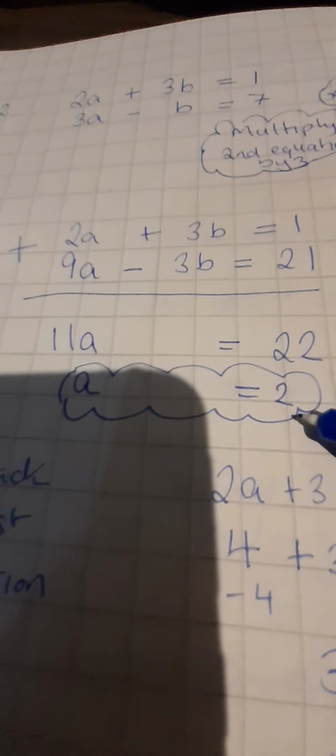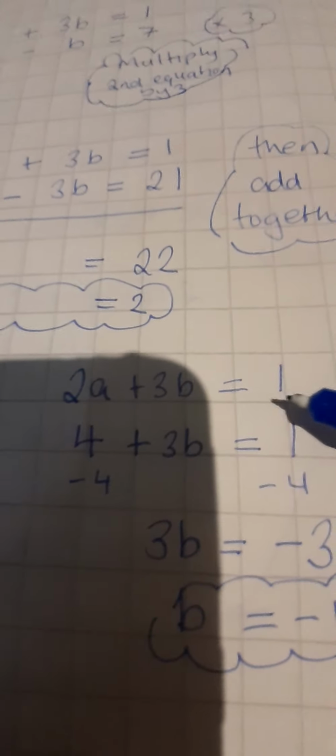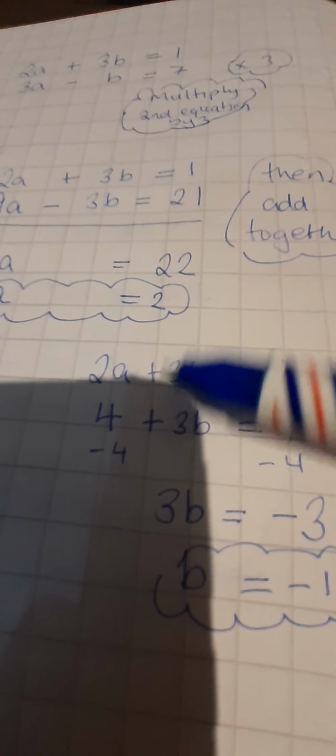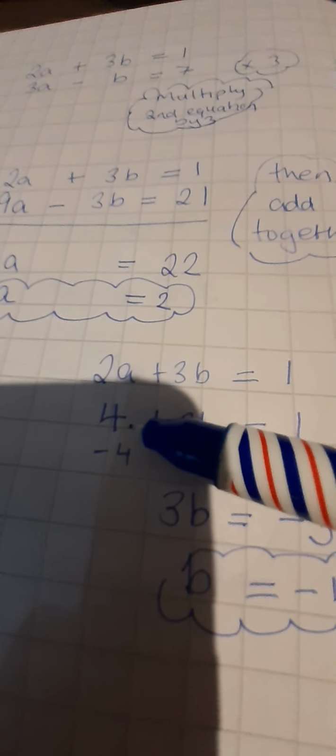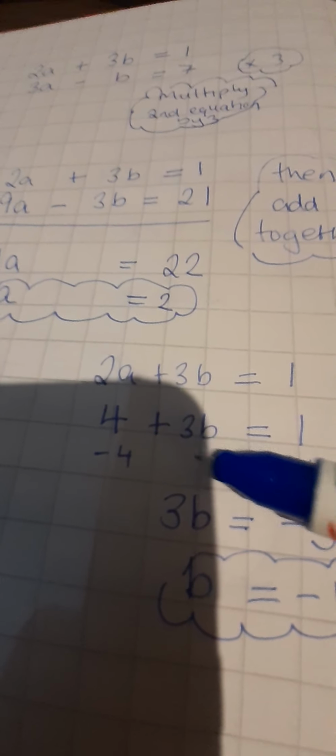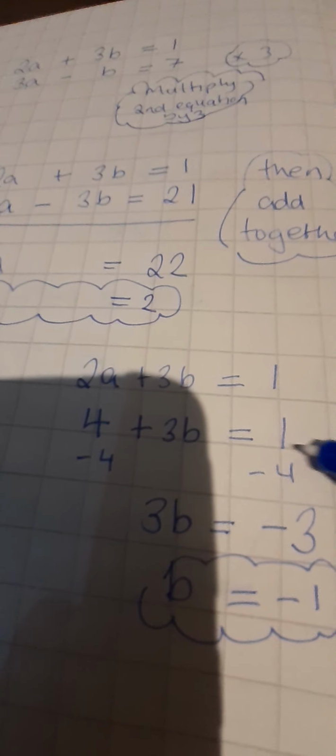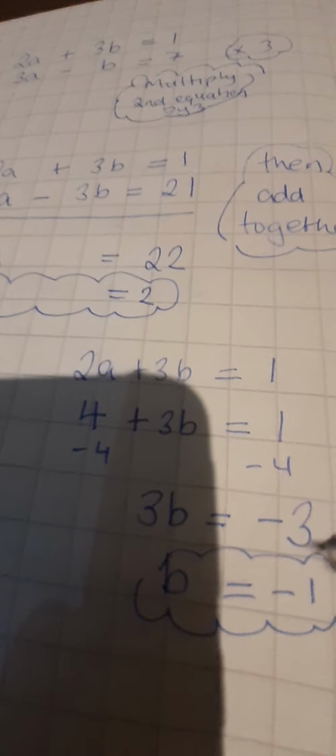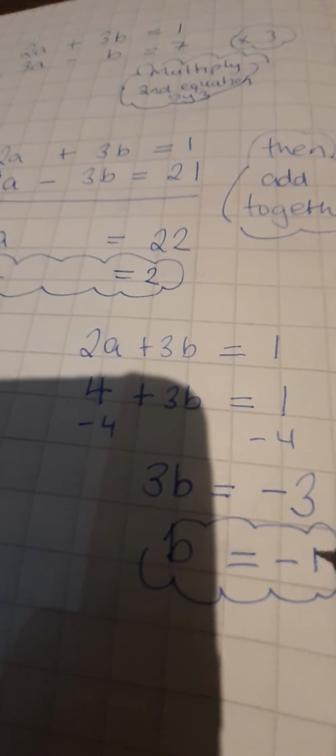So now you know what a is. You go back to the first equation, 2a plus 3b is 1. You know that 2a must be 4 now, because a is 2. So 4 plus 3b is 1. 3b must be minus 3. b is minus 1. So you've got your two answers.